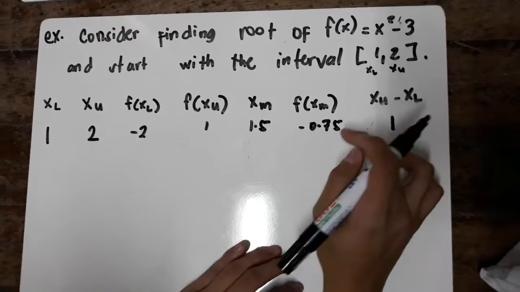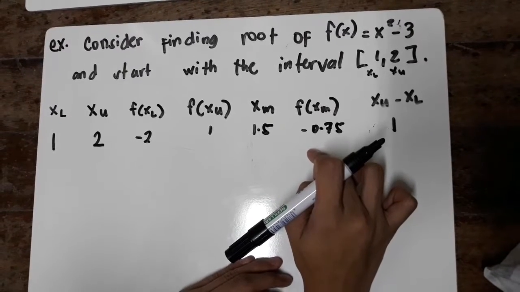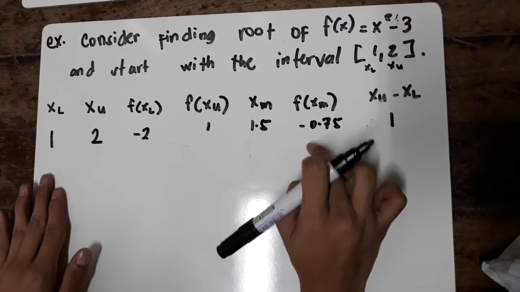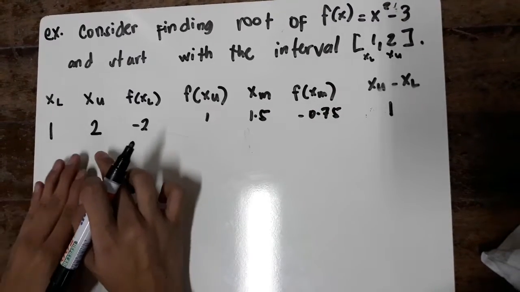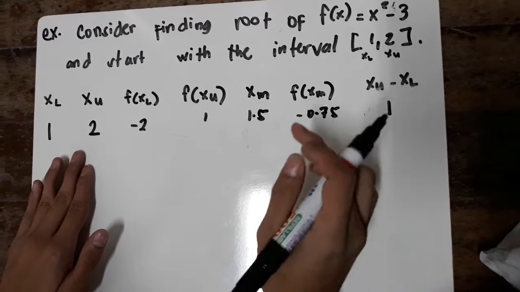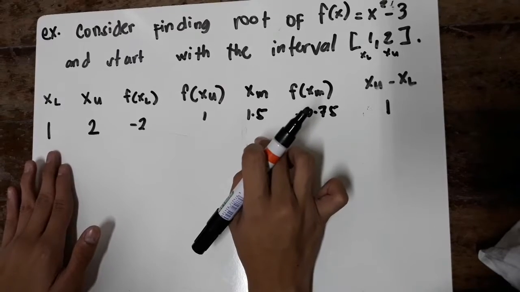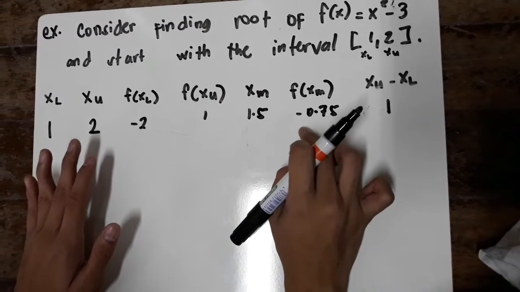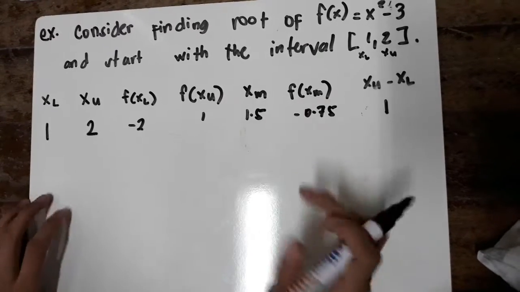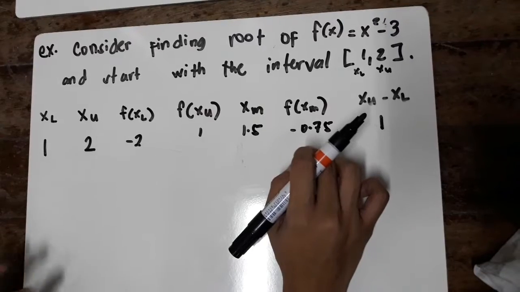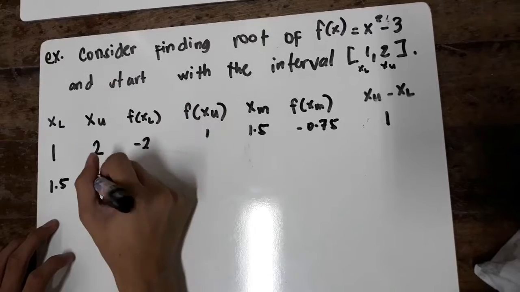Then, if the sign of f of x sub m is negative, we will change the value of x sub l. If it becomes positive, we will change the value of x sub u. When negative, the value of x sub l will become x sub m, and if it is positive, the new value of x sub u is the value in x sub m. So since it's negative, we will change the value of x sub l to 1.5, then copy the value of x sub u.